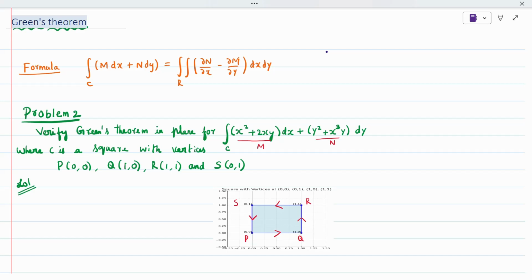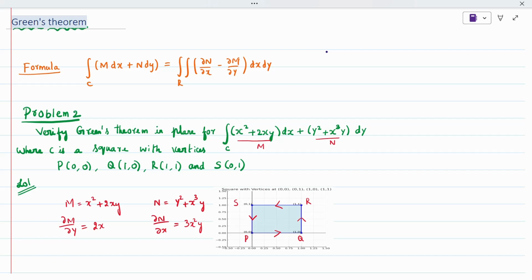First, we have to do the right hand side. M and N are given, so we write them separately. M is x squared plus 2xy. N is y squared plus x cube y. So ∂M/∂y and ∂N/∂x. Differentiating with respect to y, x squared is 0. Only y we differentiate. 2x is constant, and y gives 1. Now with respect to x, y squared is 0. When I differentiate x cube, y is constant, so it's 3x squared y.